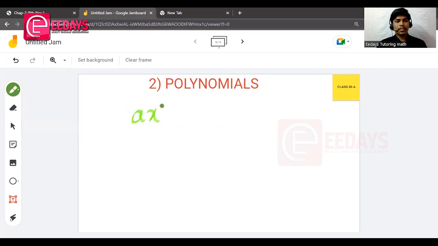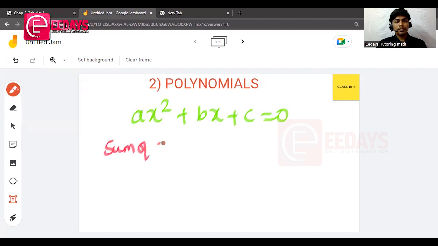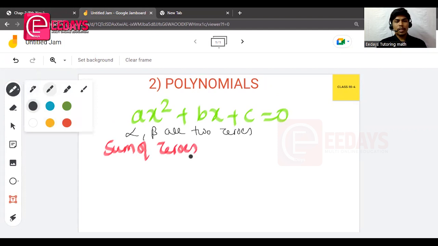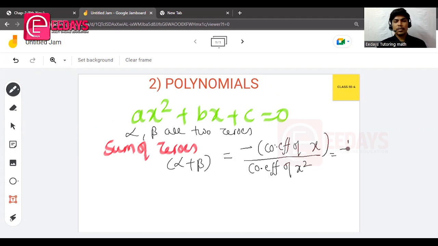If the equation is ax square plus bx plus c equal to 0, and alpha and beta are the two zeros, then the sum of zeros, alpha plus beta, is equal to minus the coefficient of x by the coefficient of x square. So we write minus b by a.